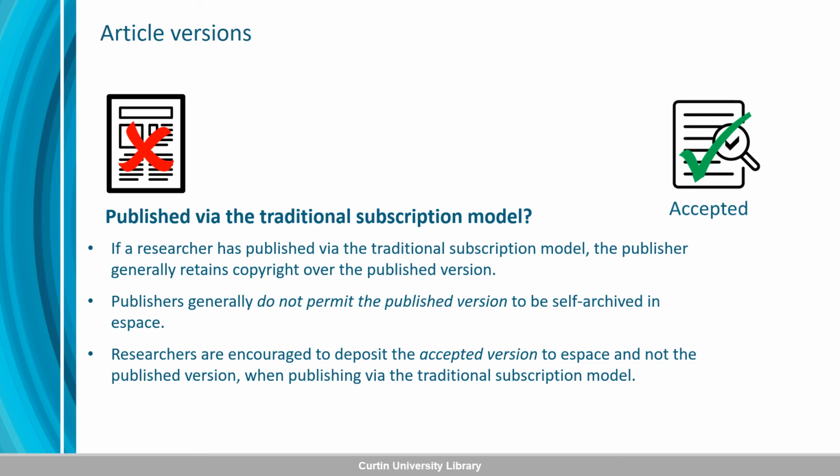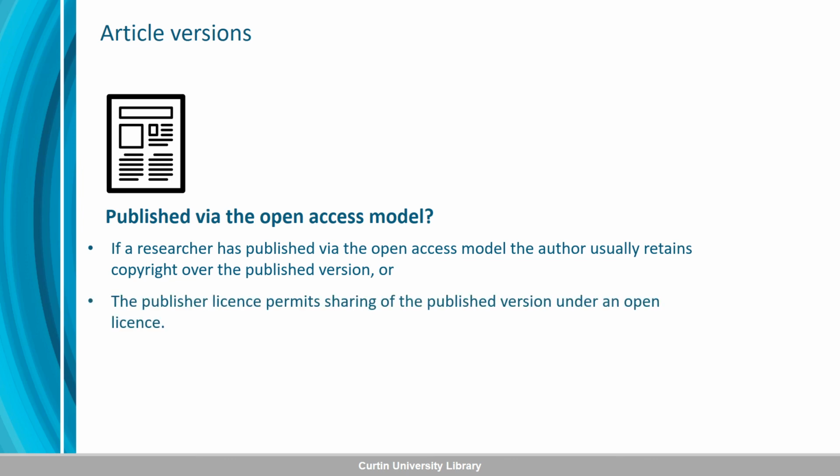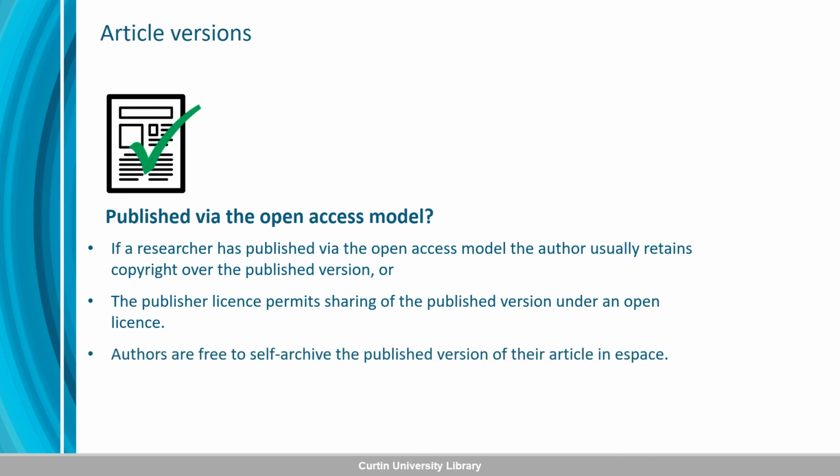subscription model. However, if a researcher has published via the open access model, the author usually retains copyright over the published version, or the publisher license permits sharing of the published version under an open license. Authors are therefore free to self-archive the published version of their article in eSpace.